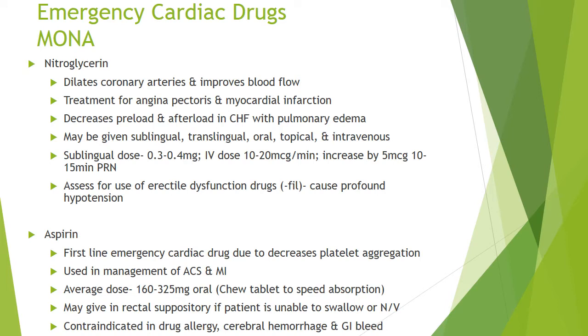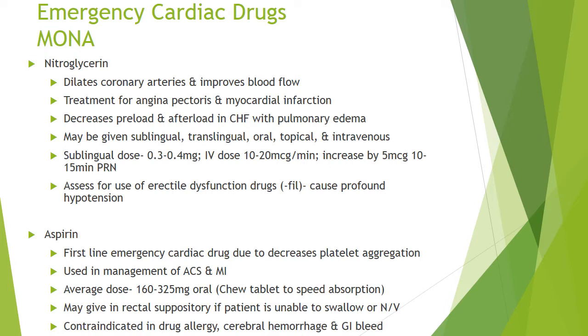Nitroglycerin is commonly used to treat angina pectoris and myocardial infarctions because it dilates our coronary arteries and improves blood flow to the heart. Remember, if we improve blood flow to the heart, then we can improve our cardiac output. It may also be used in patients that have congestive heart failure, especially with pulmonary edema, because it decreases preload and afterload.